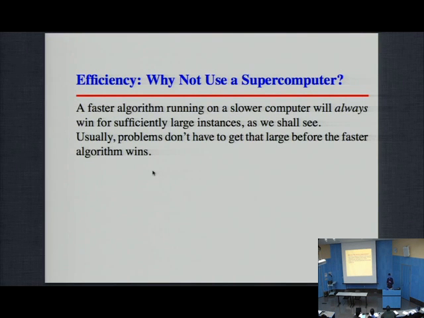We're going to see here in this course, starting next class, the big O notation and how we measure the efficiency of algorithms. It's an interesting property that fast algorithms on slow computers eventually always beat slow algorithms on fast computers, okay? And so there's a lot to be gained in being able to design fast algorithms.